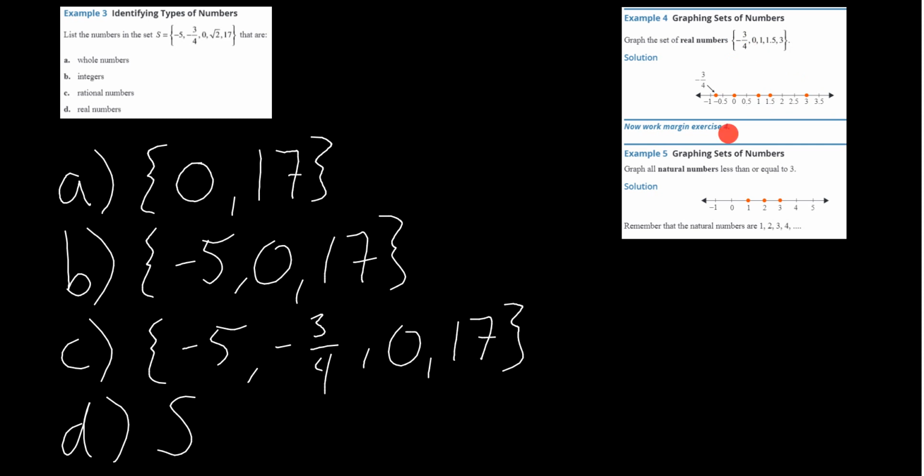Now this reads, graph all natural numbers less than or equal to 3. Natural numbers, if you recall, are numbers 1 to infinity, and it says all natural numbers less than or equal to 3. So we graph 3, 2, and 1, and then we're done. Those are all the natural numbers that can be graphed in that particular example.